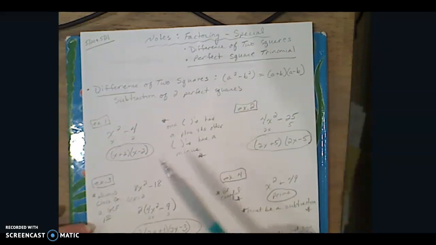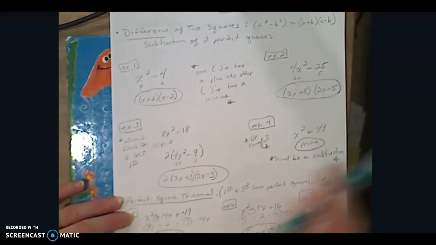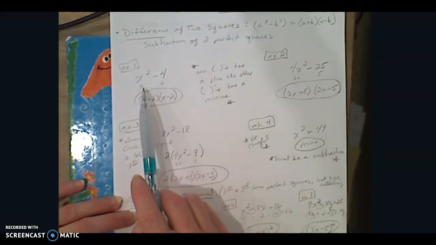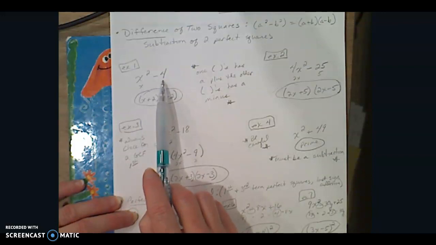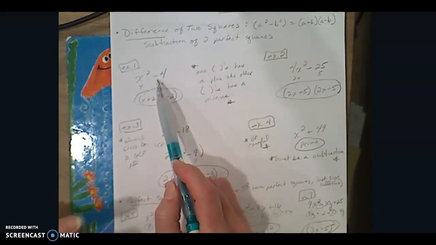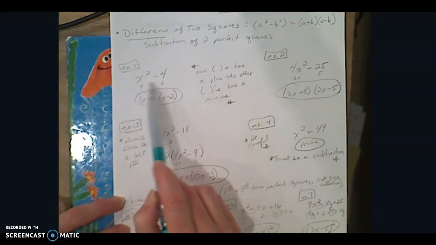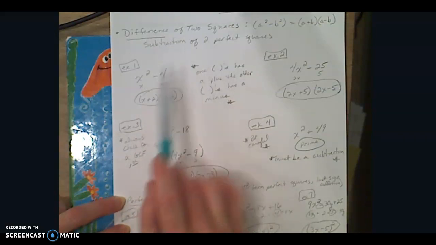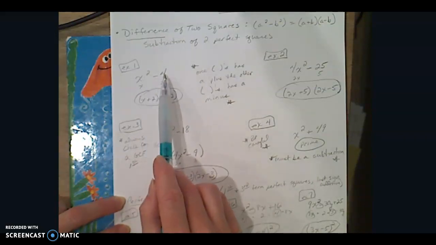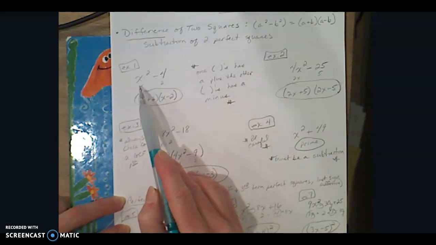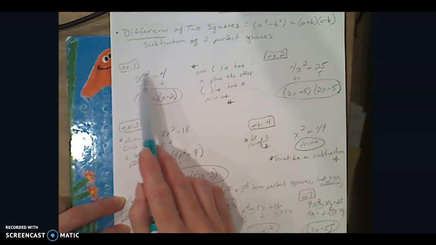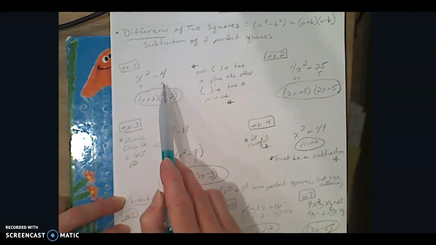Okay, so if you look at example 1, x squared minus 4. Now again, I'm going to look for a GCF. There's no GCF here. But I notice it's two terms now. There's a subtraction. It's two terms. So far I have part of these. And both of these are perfect squares. So what I tend to do is just underneath it write what the square root is. So the square root of x squared is x, and the square root of 4 is 2.